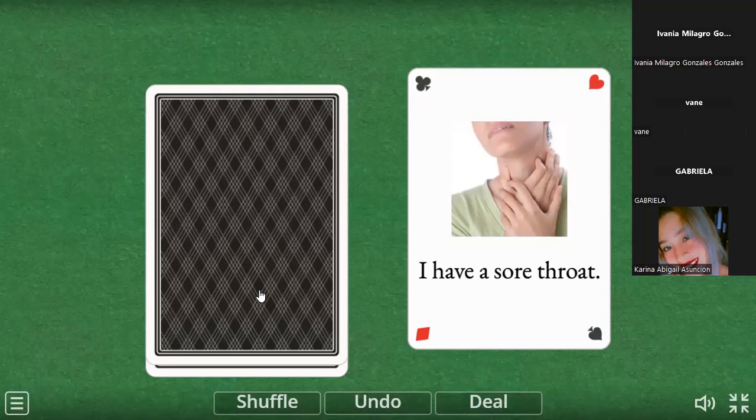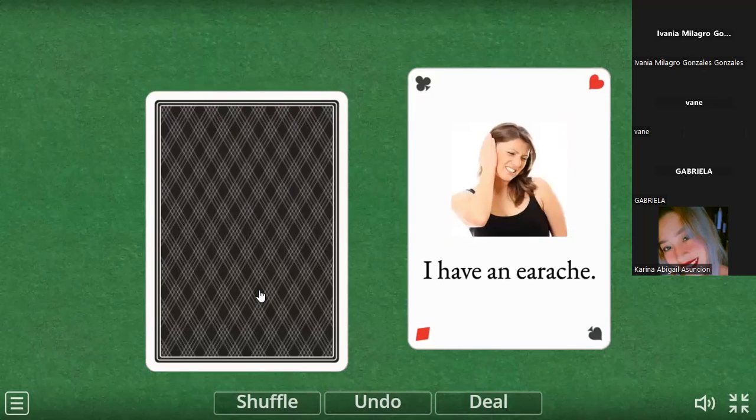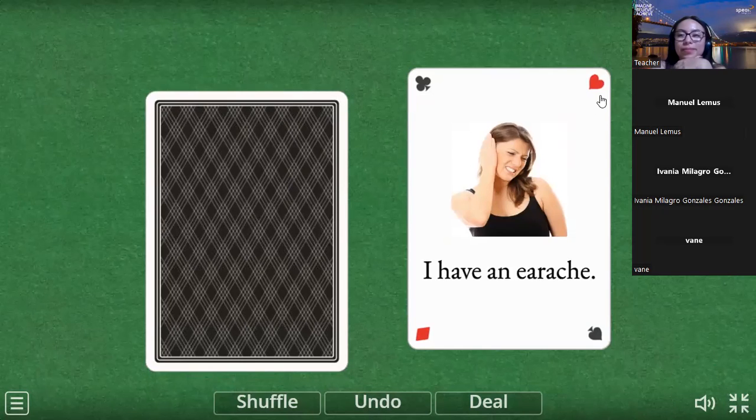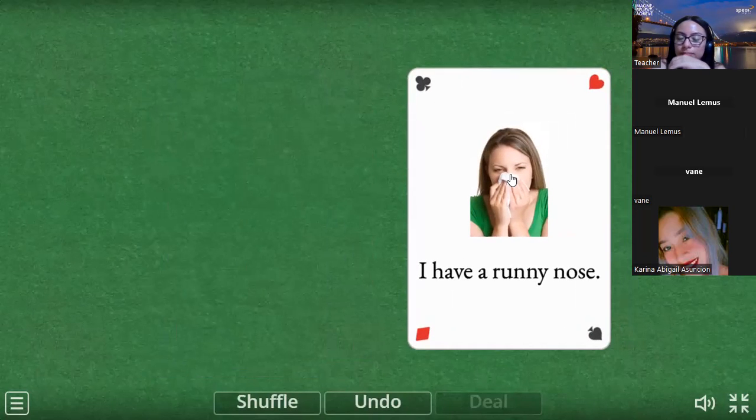Very good, Vane. Now, this one is going to be for Karina. I have a runny nose. Is this the question? Yes, let's go with this one. I have a runny nose. What is your recommendation? You should visit the doctor or you should drink syrup. Syrup, very good. Amazing recommendation. And now we are done with this activity, guys.